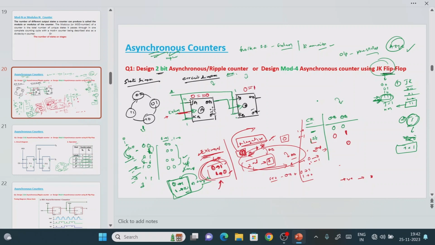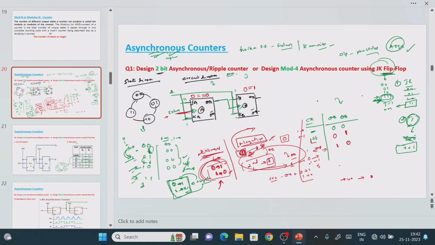Why will it change to 1? Because here the output is 0, and the negative edge is detecting the 0. 0 means whatever output value is stored in the second flip flop will change, either from 0 to 1 or 1 to 0. Now what is the answer? The answer is 1 at QB.